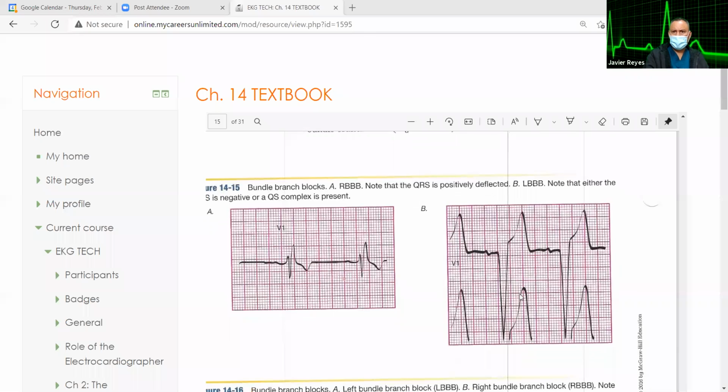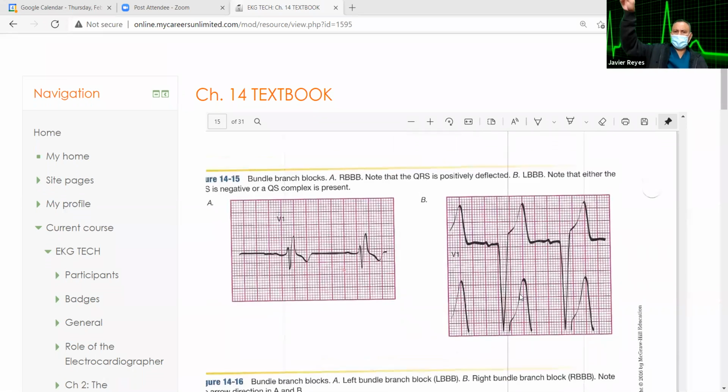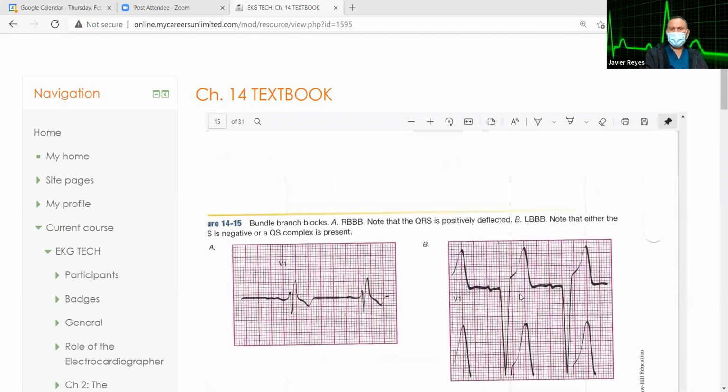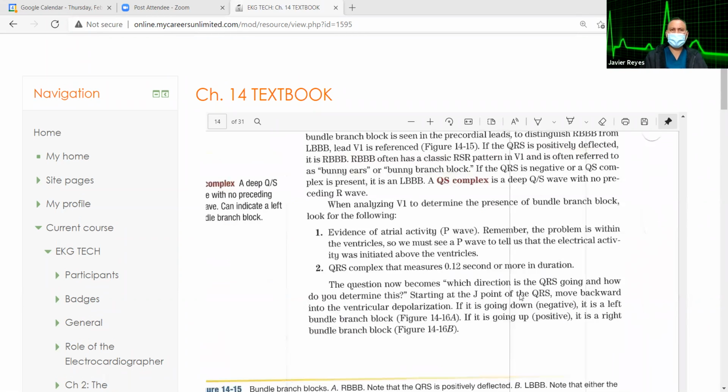Okie dokie. So if it slides up, it goes up, it's going to be a what? A right bundle branch. If it slides down, it's a left bundle branch.